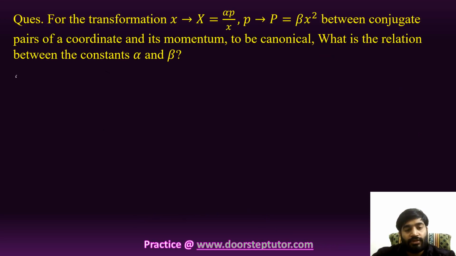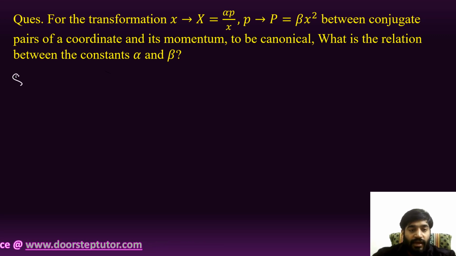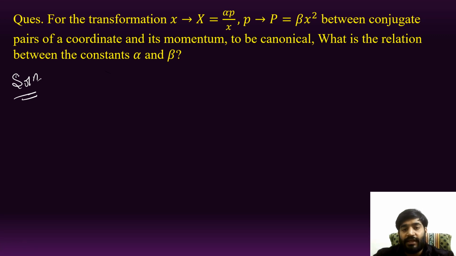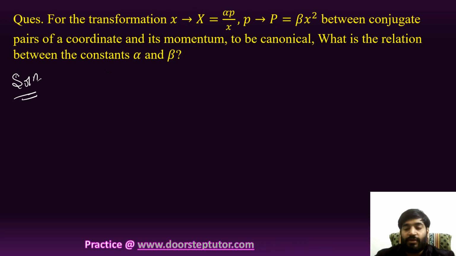Canonical transformation questions are asked mostly in exams. In this question, you observe that a relation is given between capital X and small x, and the transformation is from x to capital X, and from small p to capital P, the relation is this one. But we have studied something different in the format of the formulas.